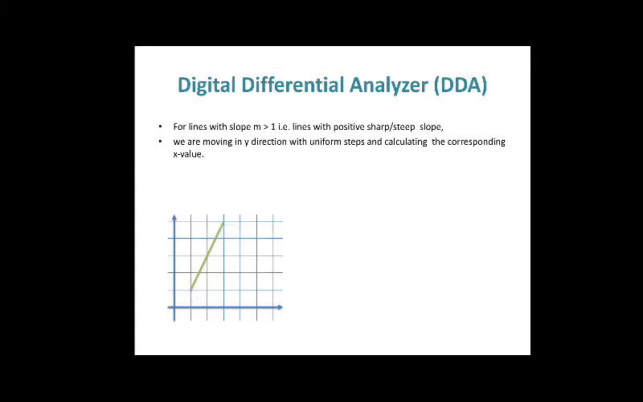How many columns are there? Only 2, 1 and 2. How many rows? 1, 2, 3 and 4. These are nothing but the rows. So, here the number of columns is less than the number of rows, that is why the line has a sharp or steep slope, right. The coordinates of the line: this point has the coordinates xa, ya, and this point has the coordinates xb comma yb, right.